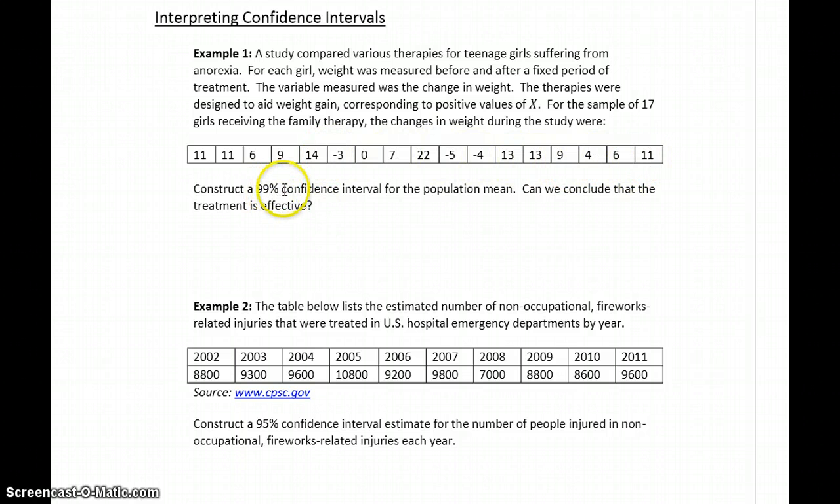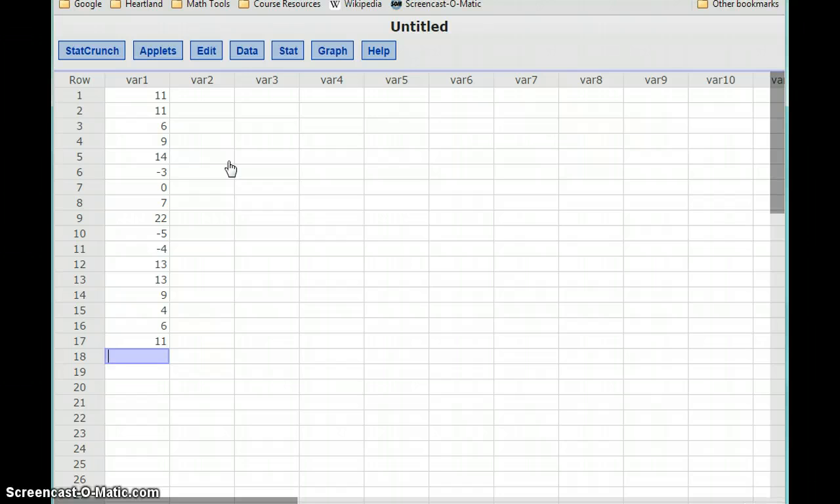We want to construct a 99% confidence interval for the population mean, or actually we should probably update that and say population average. Can we conclude that this treatment is effective? So effective, again, meaning we're getting positive values. So the first thing we need to do is determine whether or not we can estimate the mean. Our sample size is 17, so our sample size is too small.